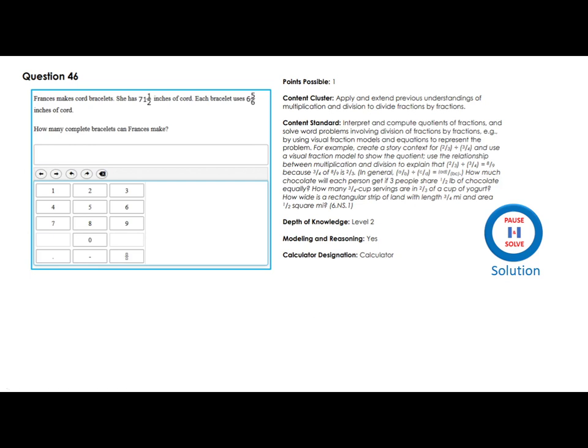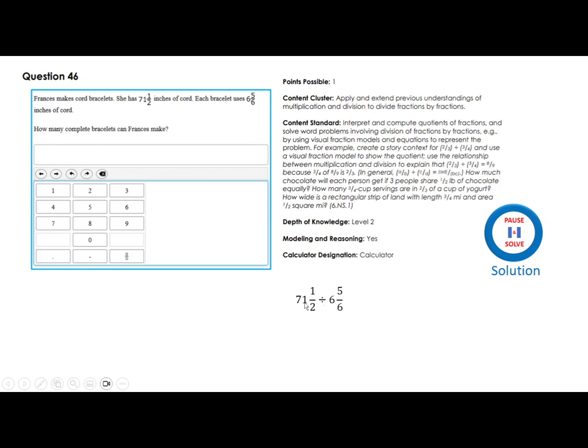Frances makes cord bracelets. She has 71.5 inches of cord. Each bracelet uses 6 and 5/6 inches of cord. How many complete bracelets can Frances make? Obviously, this is a division problem. So you have to divide this by this.